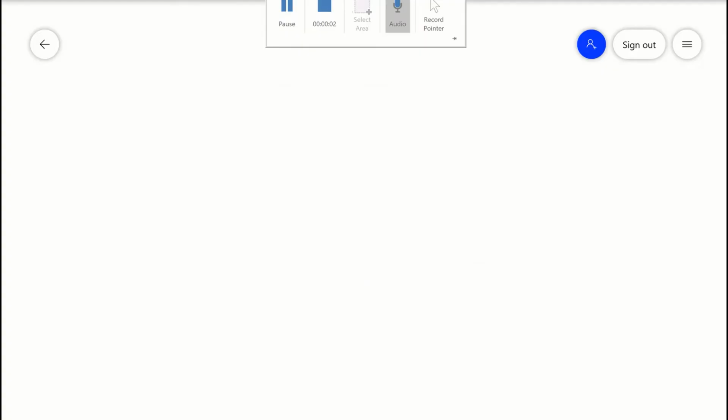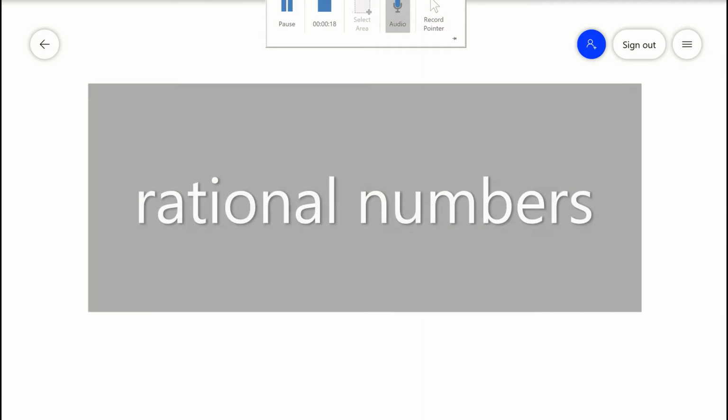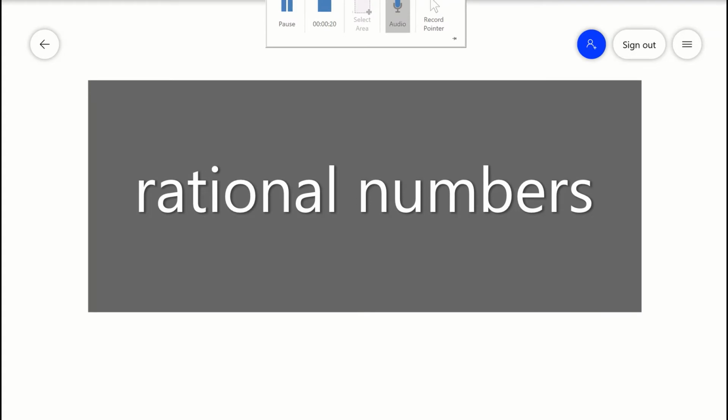Hello everyone. Today we're going to discuss the topic. I'm not going to say. You have to guess it. I'll give you a clue. It is the base for 7th, 8th, 9th, 10th, 11th and 12th. If you don't know this topic, you can't solve any problems. Yes, you're right. It is the rational numbers.